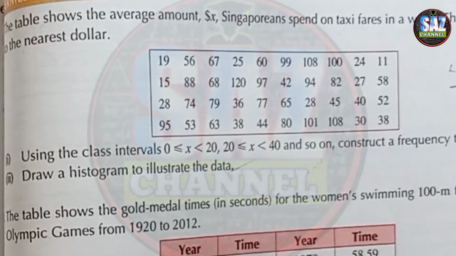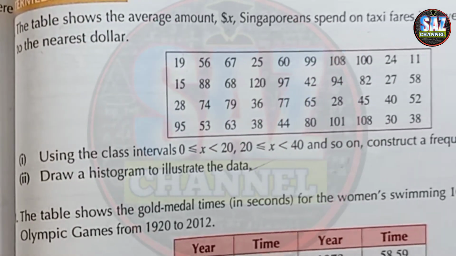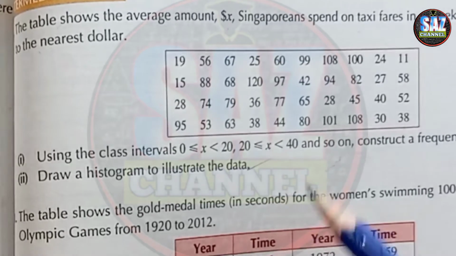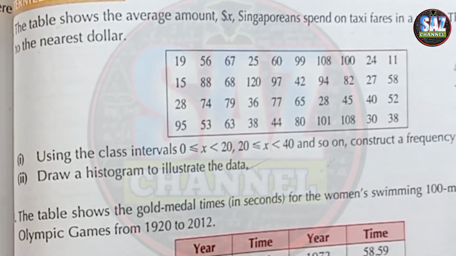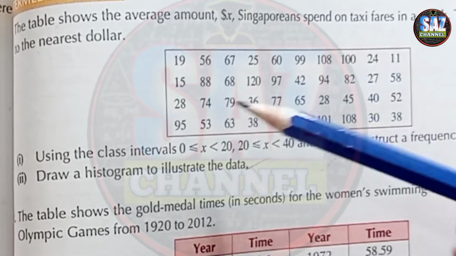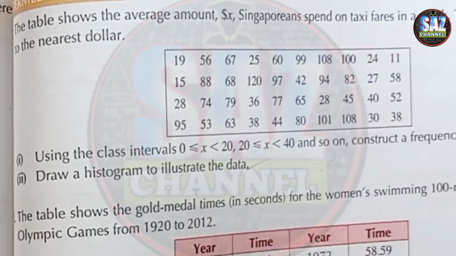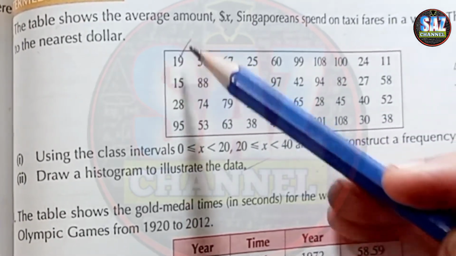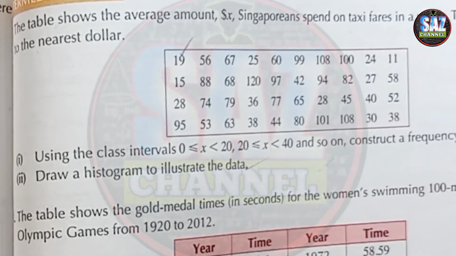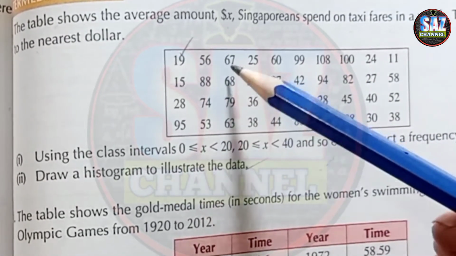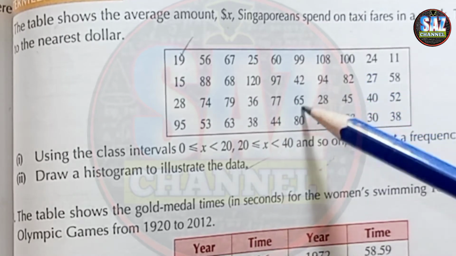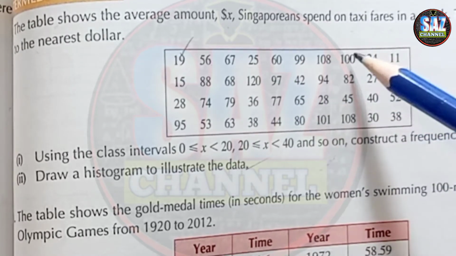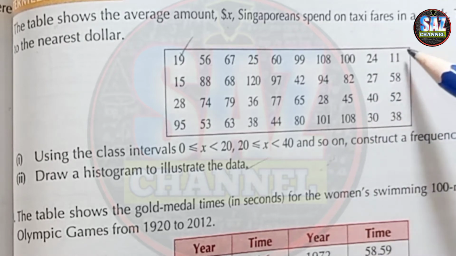Now, I hope the numbers which will be between 0 and 20 will be 3. So 1 is 19, and then 15, and then there has to be three numbers which are between 0 and 20, and 11.